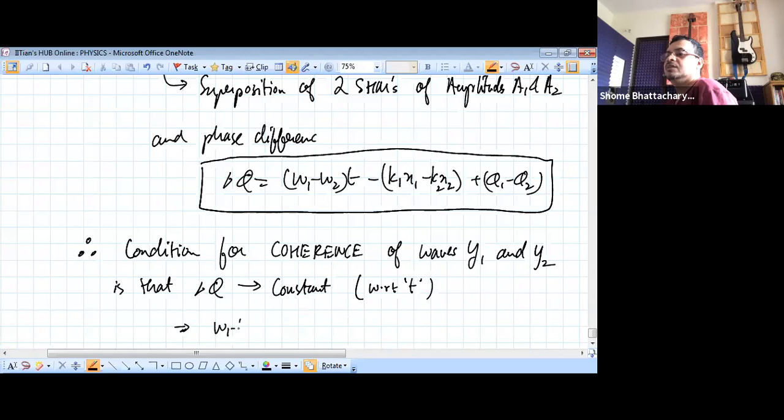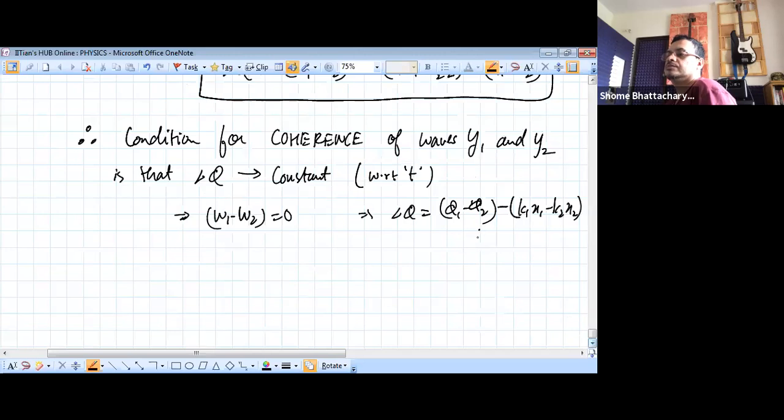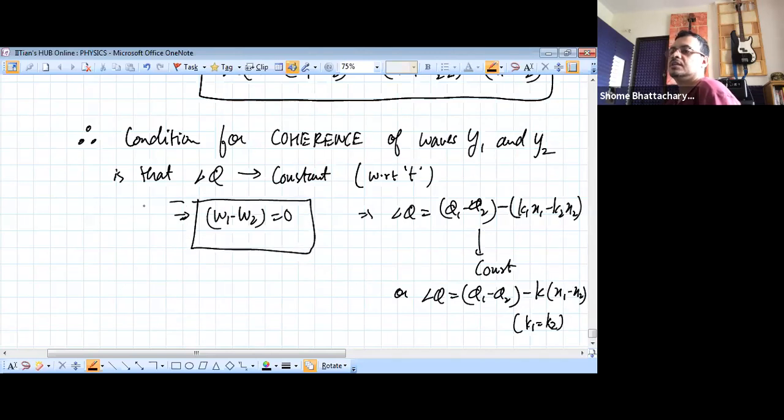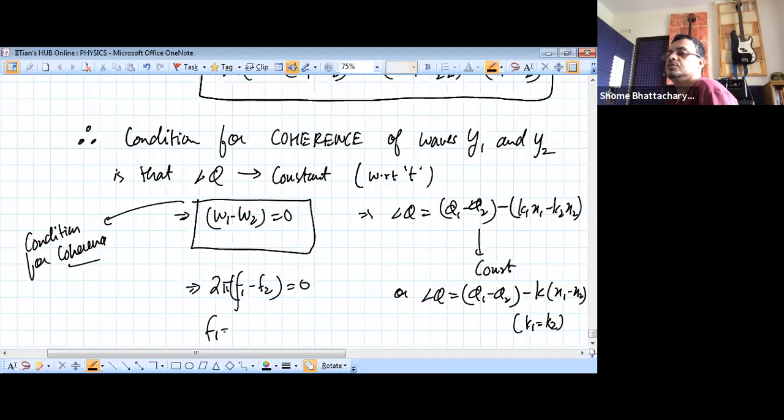So for that to happen, omega 1 minus omega 2 must be 0. And then your phase difference delta phi is just phi 1 minus phi 2 minus (k1 x1 minus k2 x2), which is just constant. In fact, this will become phi 1 minus phi 2 minus k into (x1 minus x2), because in this case k1 will be equal to k2 since omega 1 is equal to omega 2. But anyway, the more important thing is the condition. This becomes the condition for coherence. Or in other words, 2 pi into (f1 minus f2) should be 0, or f1 should be equal to f2.